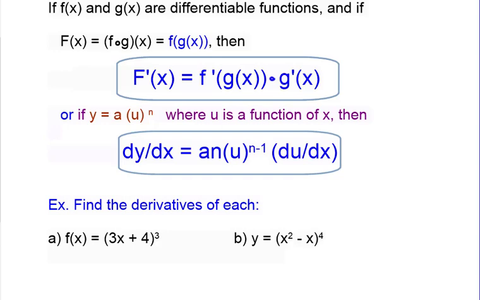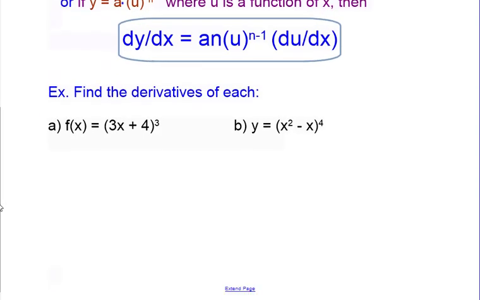But another way to think of it is if y is equal to a times u to the power of n, where u is a function of x, then our derivative, dy dx, is going to be a times n times u, so whatever stuff's in the brackets, to the power decreased by 1, times the derivative of whatever u is. So what does that look like?